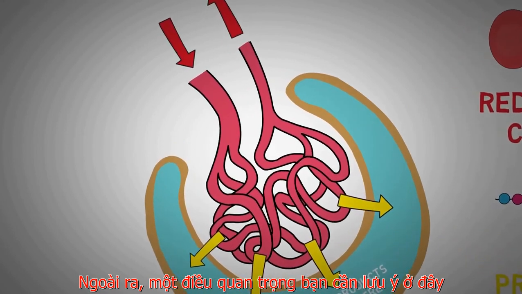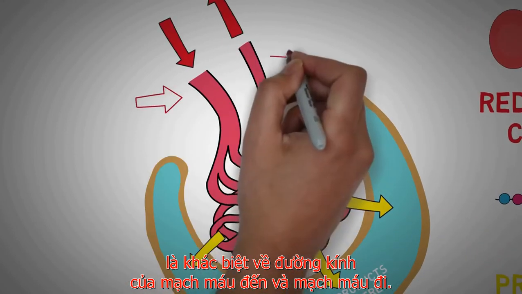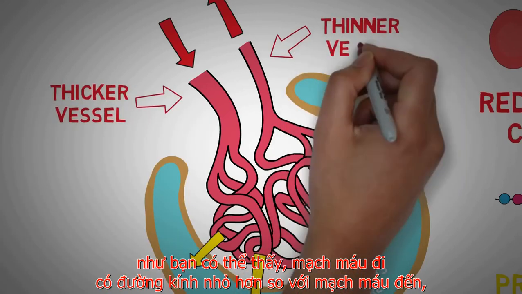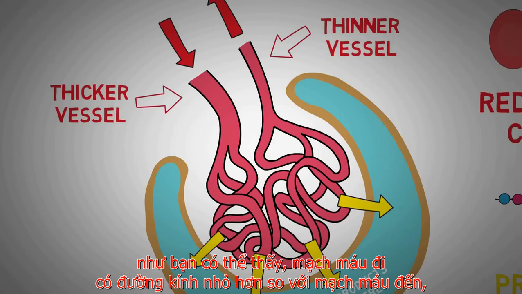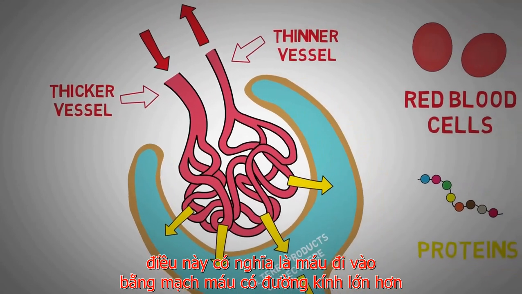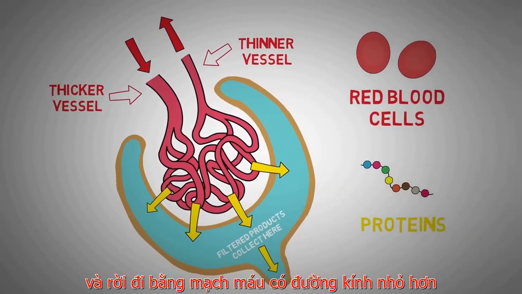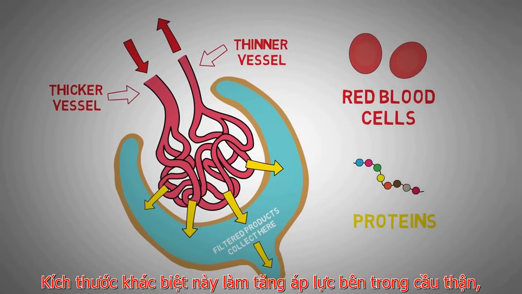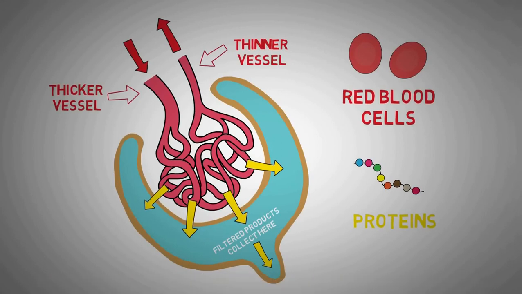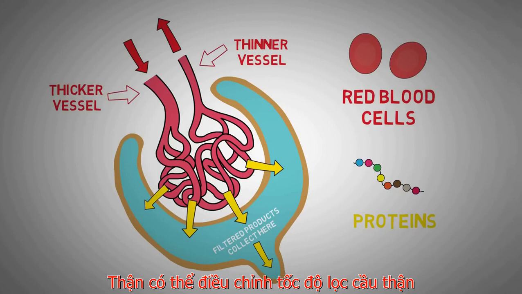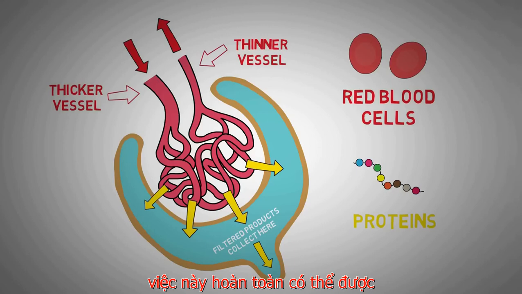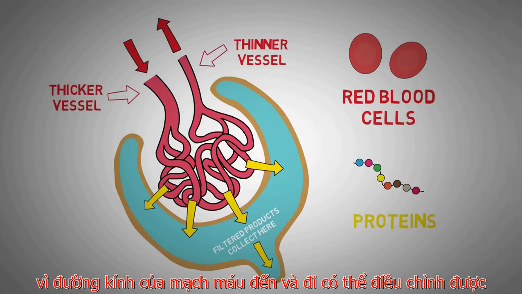Also, one important thing you should note here is the difference in the diameter of the afferent and the efferent blood vessel. As you can see, the efferent vessel is of smaller diameter as compared to the afferent vessel, which means that the blood is coming in through a vessel of larger diameter and leaving through a vessel of smaller diameter. This increases the pressure inside the glomerulus, which provides a driving force which makes this filtration possible. The kidneys can adjust the rate of glomerular filtration by adjusting the pressure inside the glomerulus, and this is all possible because the diameter of afferent and efferent blood vessels can be adjusted.